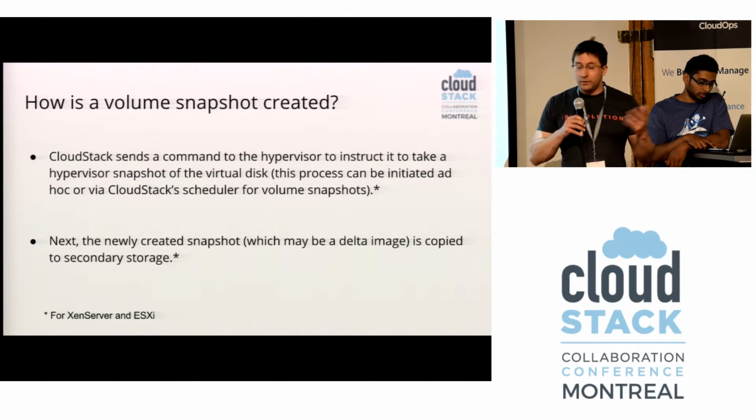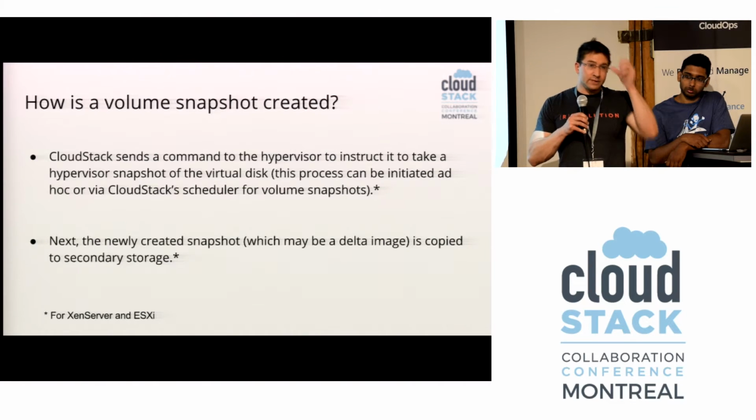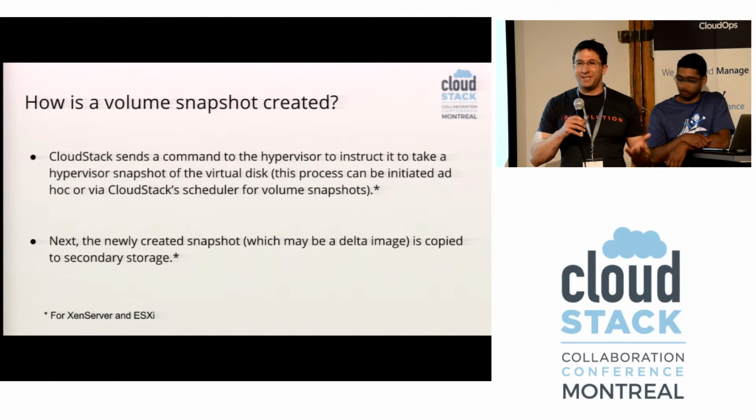A little bit on how they're created. You can either invoke the API ad hoc, or you can set this up through the scheduler. When the time comes, CloudStack's logic will instruct the hypervisor to take a hypervisor snapshot. If this is XenServer, which is what we're primarily going to be discussing here, you would normally see a storage repository with a virtual disk in it.